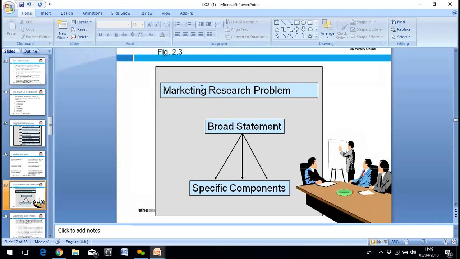So the marketing, or in this case the research problem, will need a broad statement of what you're trying to achieve, and then the specific components of actually how your research is going to be brought together.